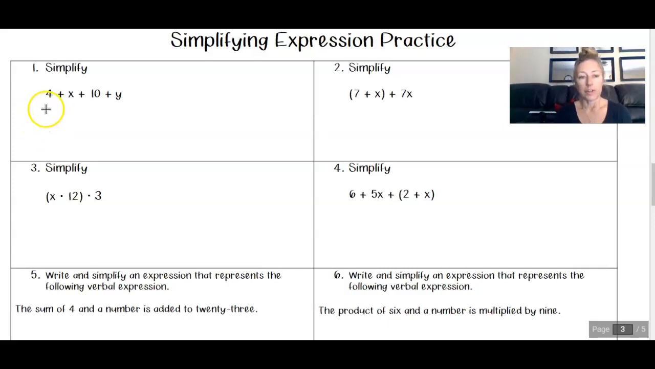All right, hopefully you tried it by yourself. I'm going to rewrite my variables first when I'm adding.